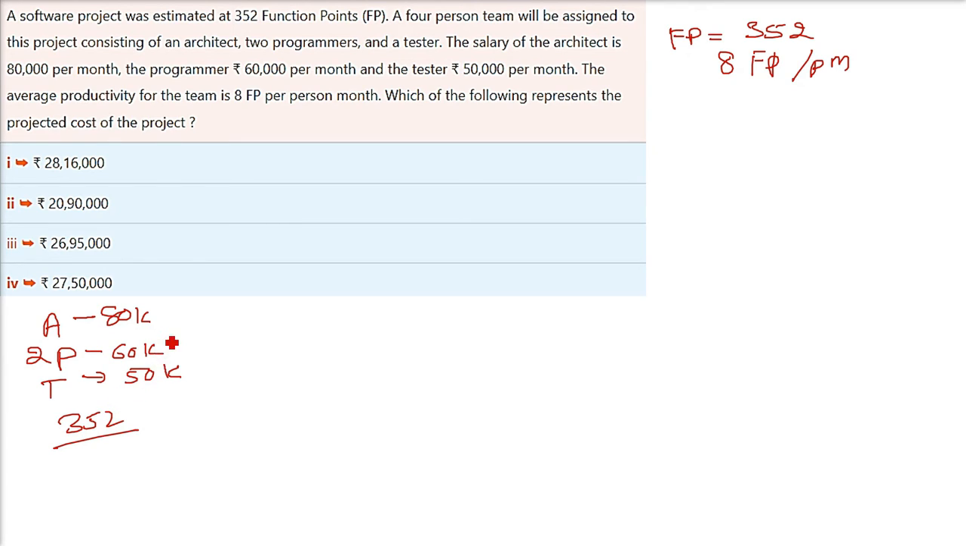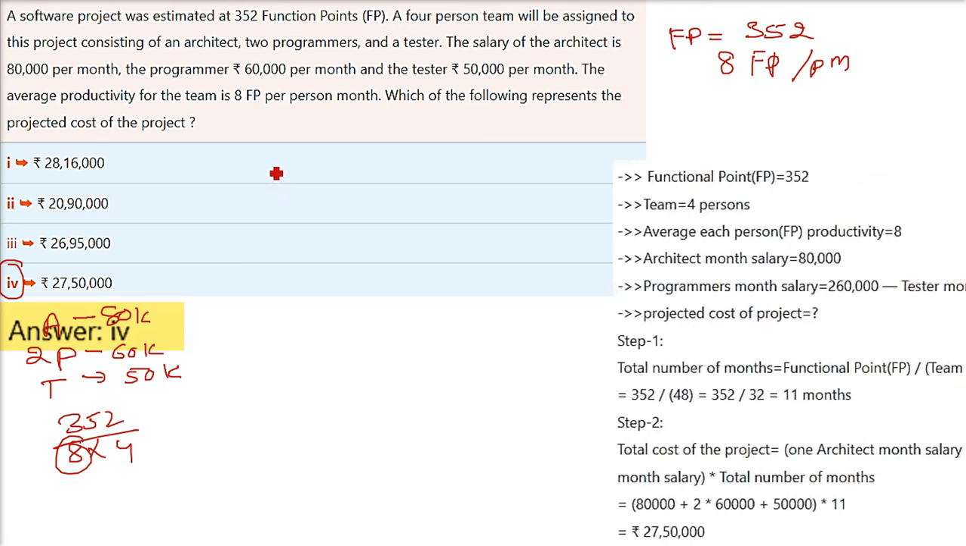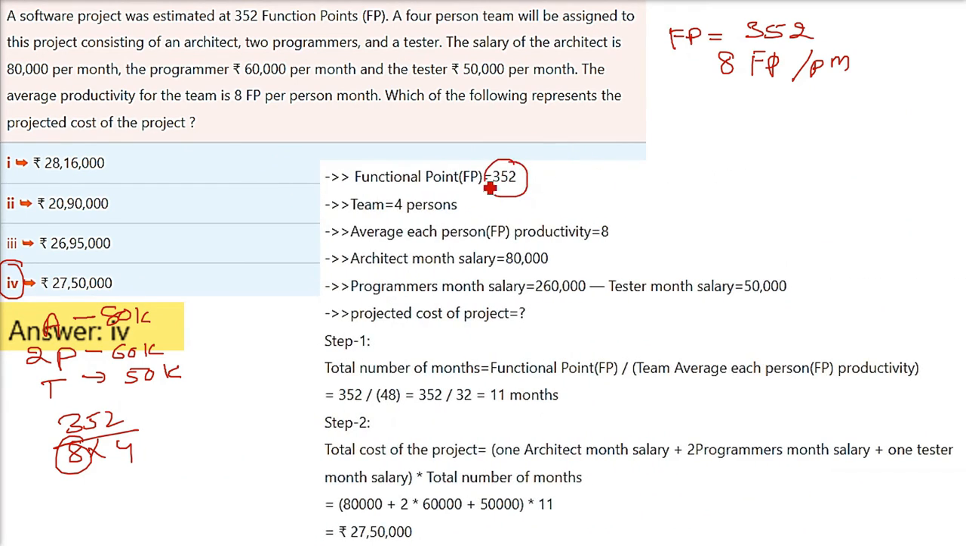So how many people are there? 8 FP per person month. If you divide by 8, since there are 4 persons, and 8 FP is the delivery for 1 person in 1 month. The answer is this one, the 4th one. Okay, let me do it again. This is 352, 4 and 8. So 4 persons, 1 person giving 8. 4 into 8 is 32. Divide 352 by 8.